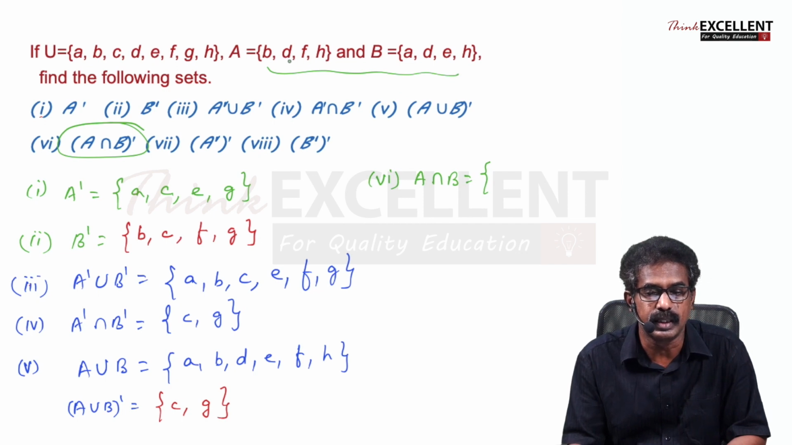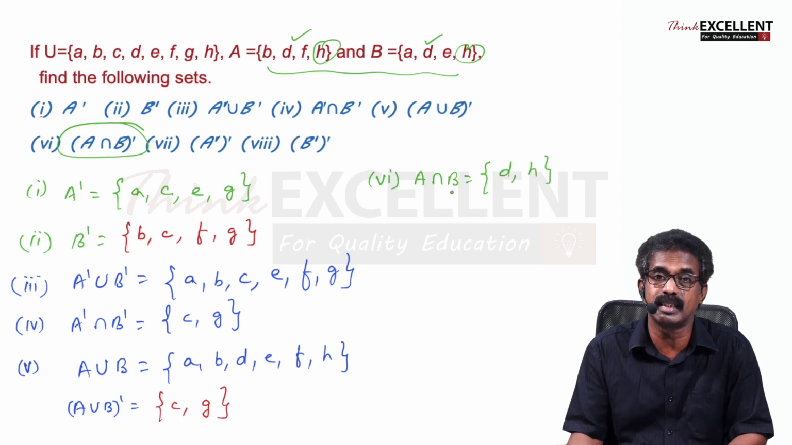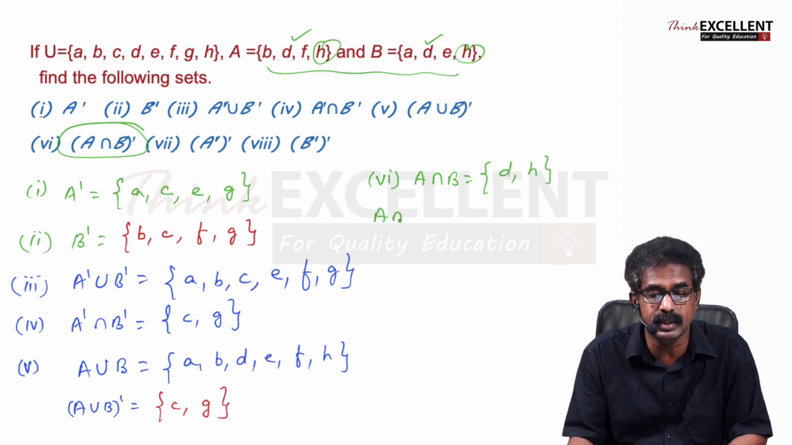A, B, nothing. D is common. H is common, right? D is common, and H is also common in both. So D, H. So this is A intersection B. But we want A intersection B the whole dash.